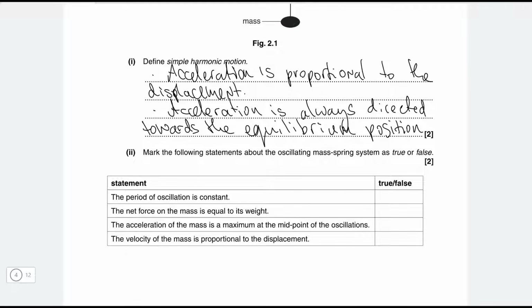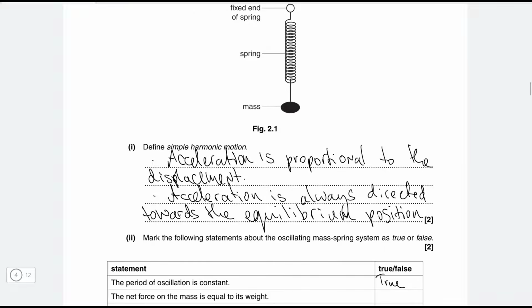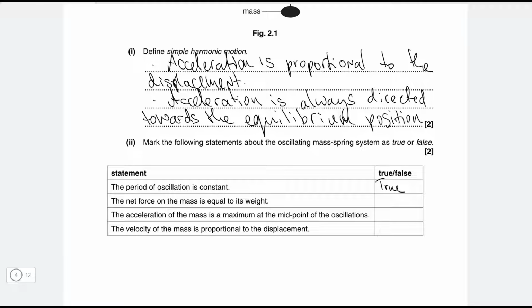Okay, the next one, mark the following statements about the oscillating mass spring system as true or false. The period of oscillation is constant. Well, that is true. So in simple harmonic motion, the period of oscillation is independent of the amplitude. So even if it's losing some energy, it will be remaining constant.